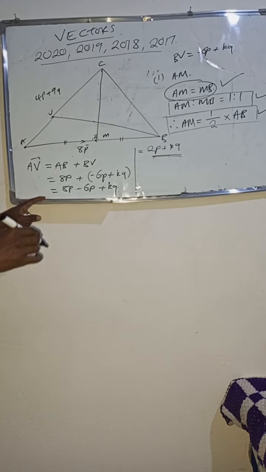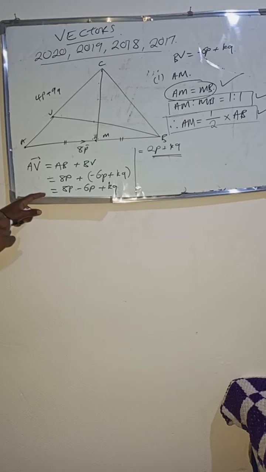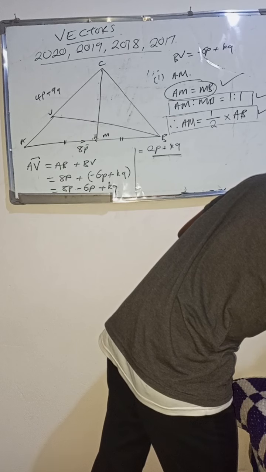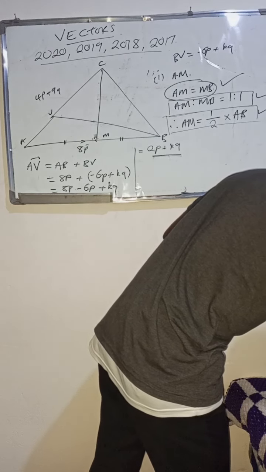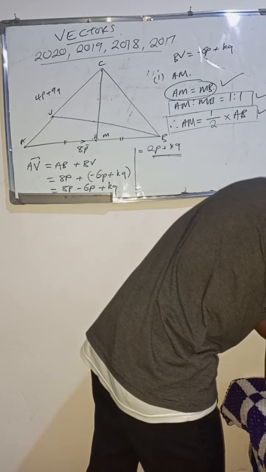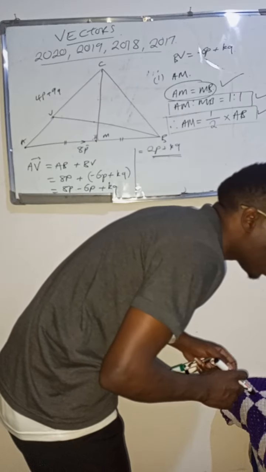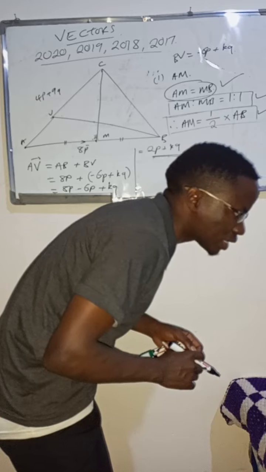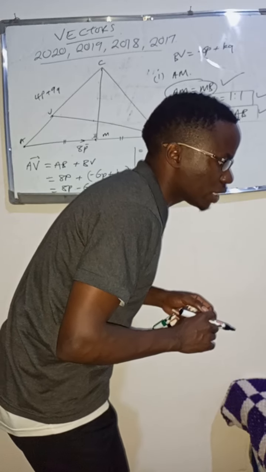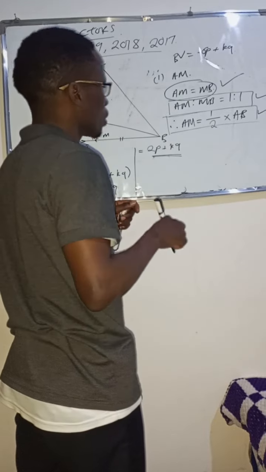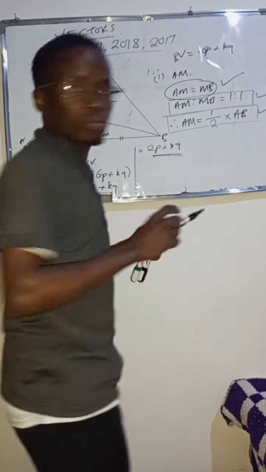Is that okay? Any problem? No. Okay. Right. Then we can also look at the next one. The next one is part two. It says given that AV is equal to H AC. Given that, what am I going to erase? Let me erase on top here.